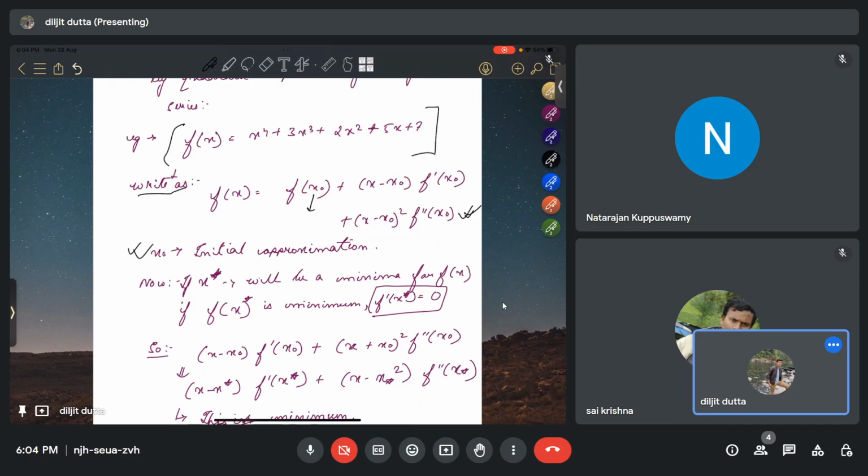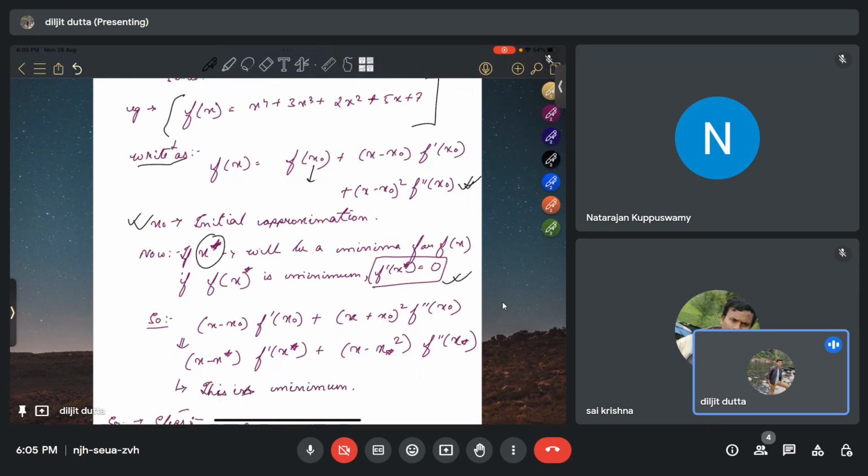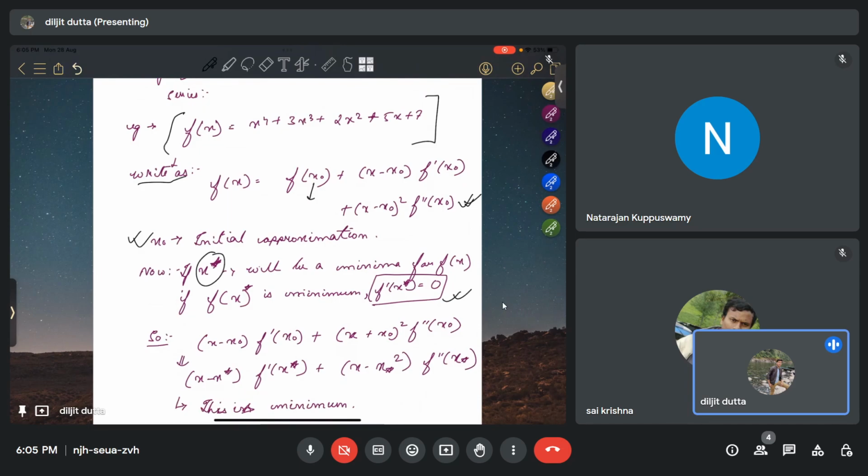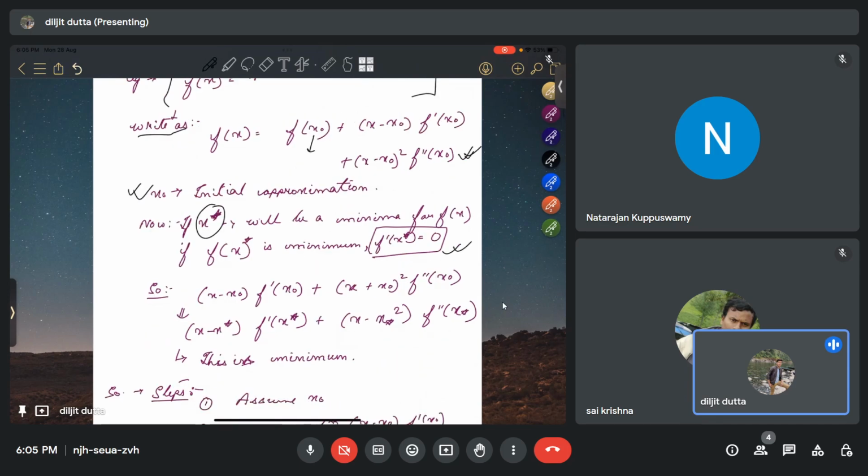Now we have to proceed in such a way that we obtain the desired minima or optima of the function, which we will denote as x star. And x star will be a minima for f(x) if f dash of x star is equal to 0. Now suppose we have a seventh order, eighth order, higher order polynomial. Then finding f dash x star equal to 0 will give something like a sixth order polynomial, and getting the solution of a sixth order polynomial by simple algebraic calculation is not easy. So we have to use numerical approximations.